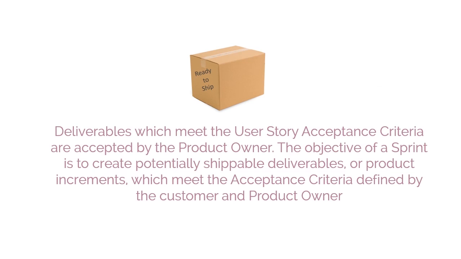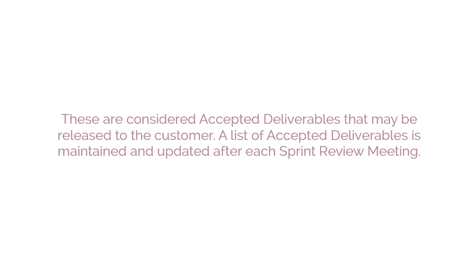Deliverables which meet the user story acceptance criteria are accepted by the product owner. The objective of a sprint is to create potentially shippable deliverables, or product increments, which meet the acceptance criteria defined by the customer and product owner. These are considered accepted deliverables that may be released to the customer if they so desire. A list of accepted deliverables is maintained and updated after each sprint review meeting.